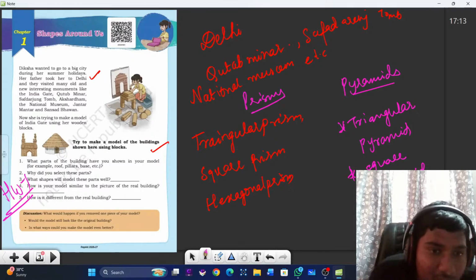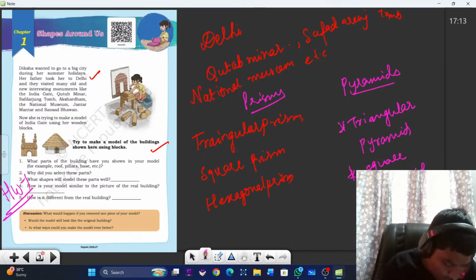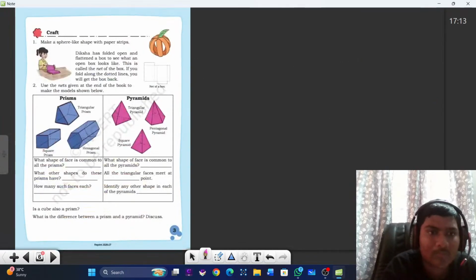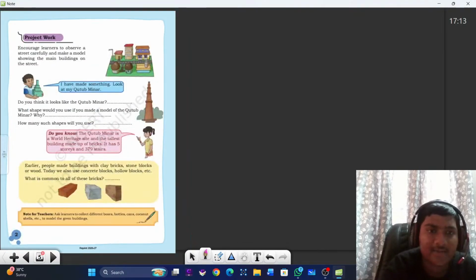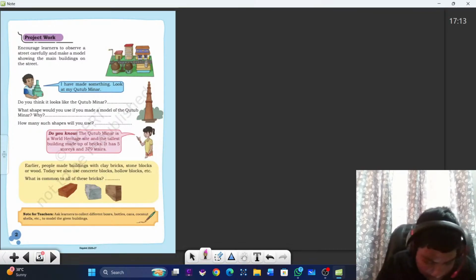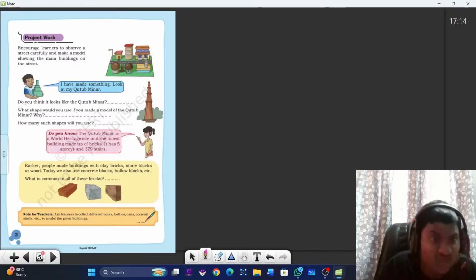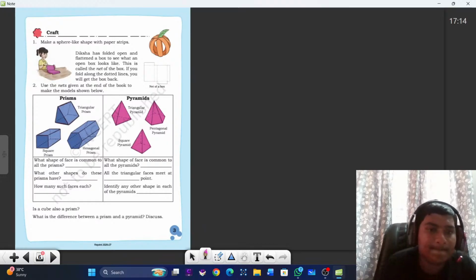What would happen if you remove one piece of your model? So the discussion question will be... okay. Yes, I've got it, children. I went too much forward. The question number one, let me see. Yes, they have directly gone to the differences. Children, what shape of the face is common to all prisms?